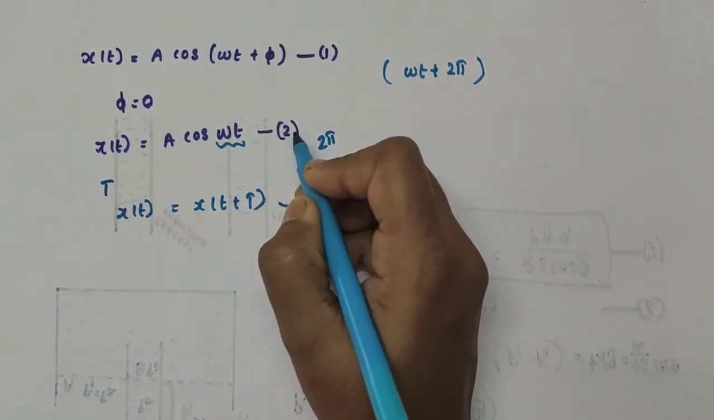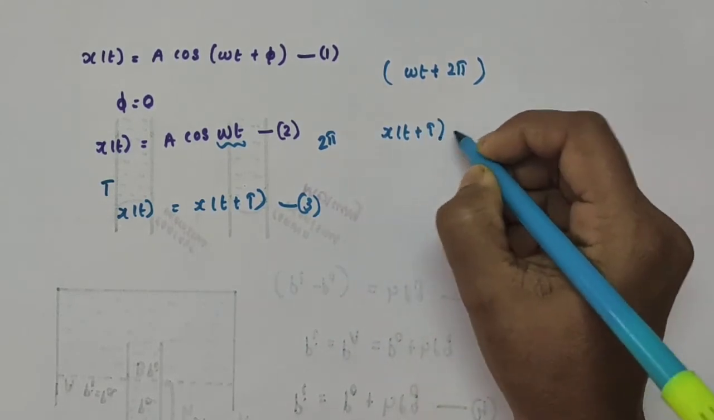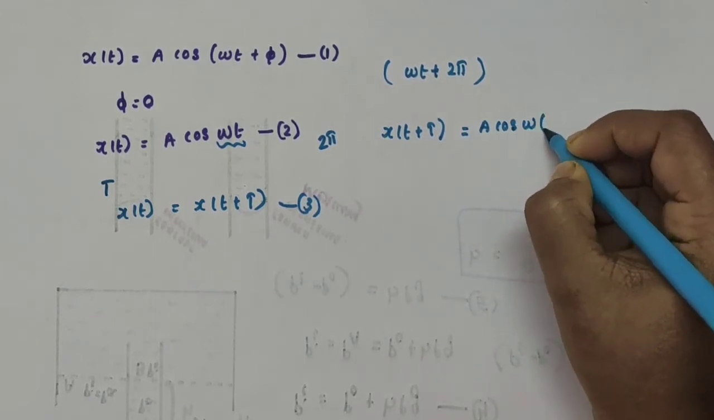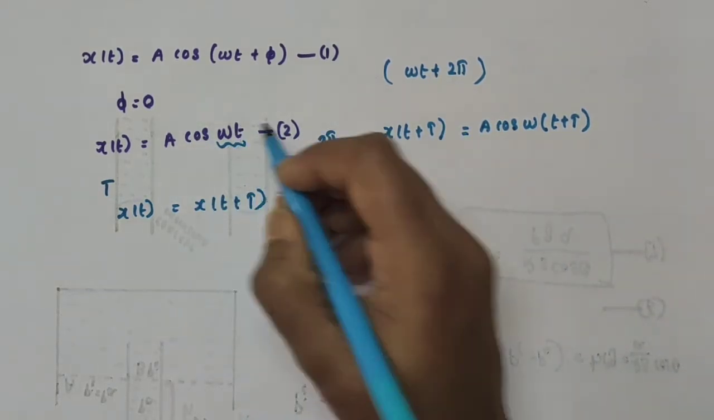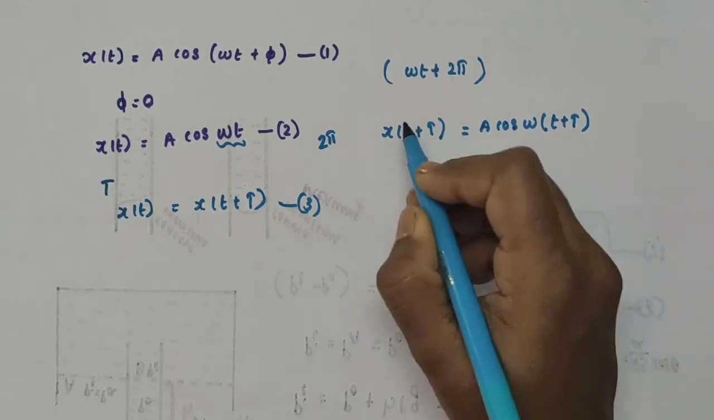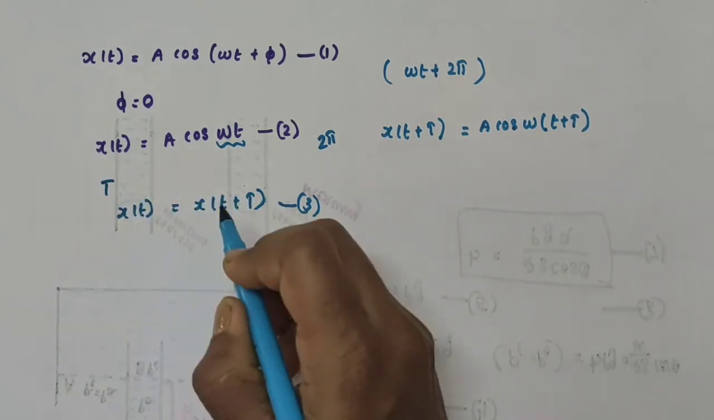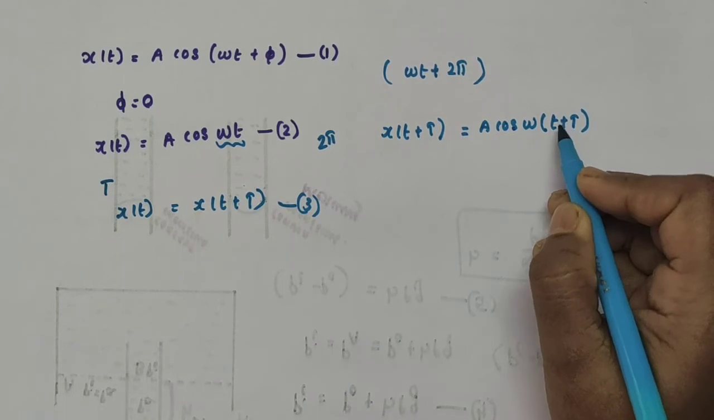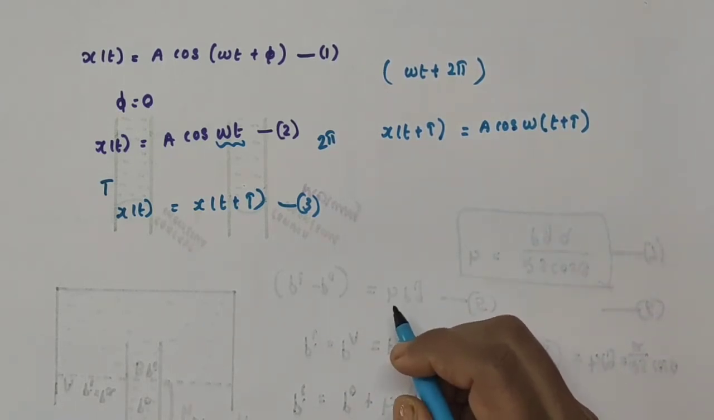And this equation number 2 can be written as x of t plus T is equal to A cos omega of t plus T. So t changes to t plus T. Okay, x of t is A cos omega t. So when t changes to t plus T, we are writing t as t plus T here.